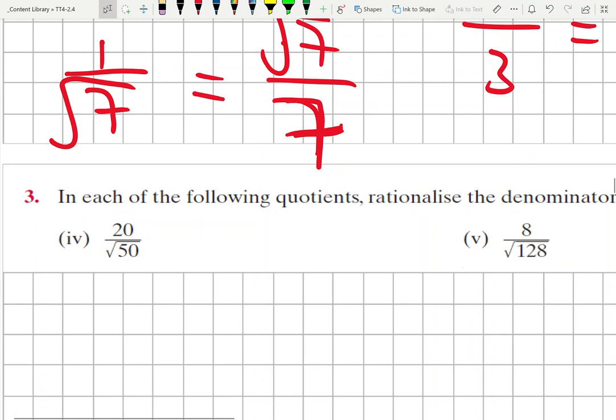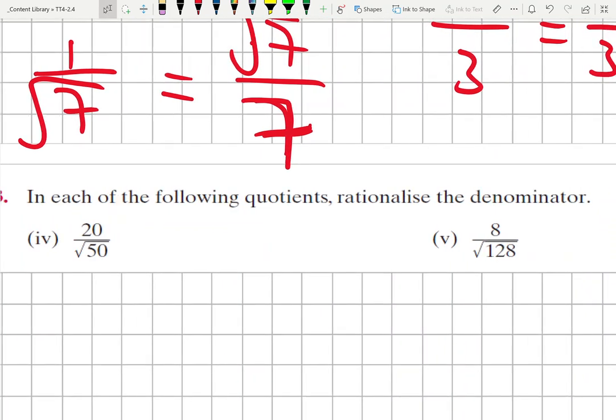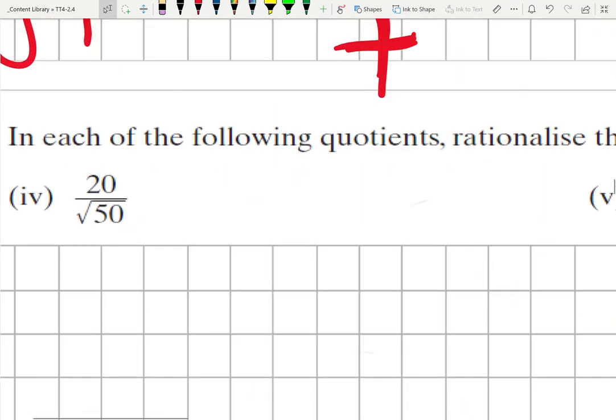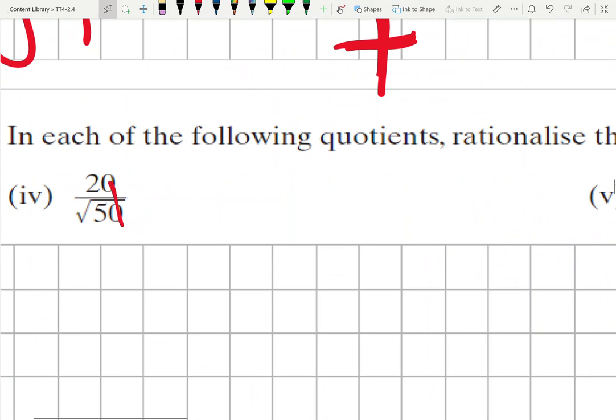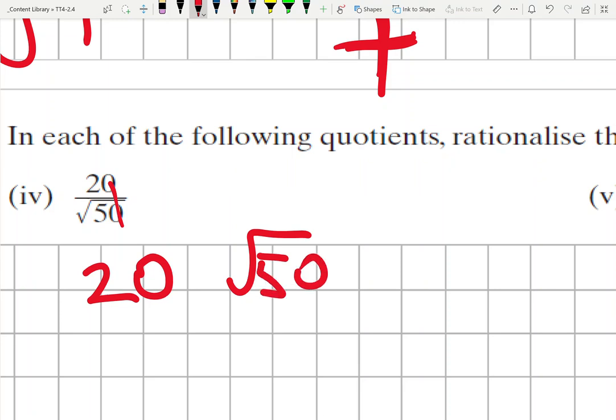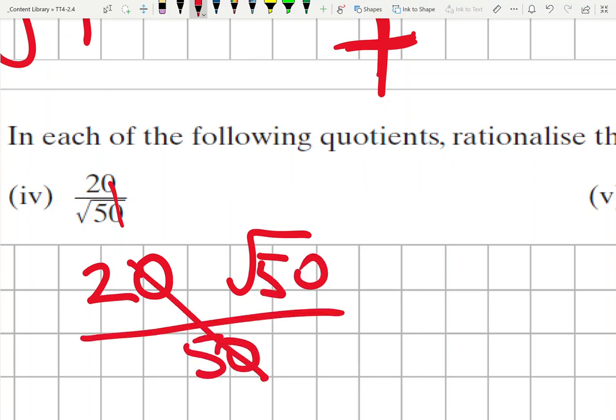Easy. Now don't cross out those zeros, whatever you do. No way. Okay. So you go 20 root 50 over 50. Now you can take out the zeros. Now 5 comes out here. And you get 2 root 2.